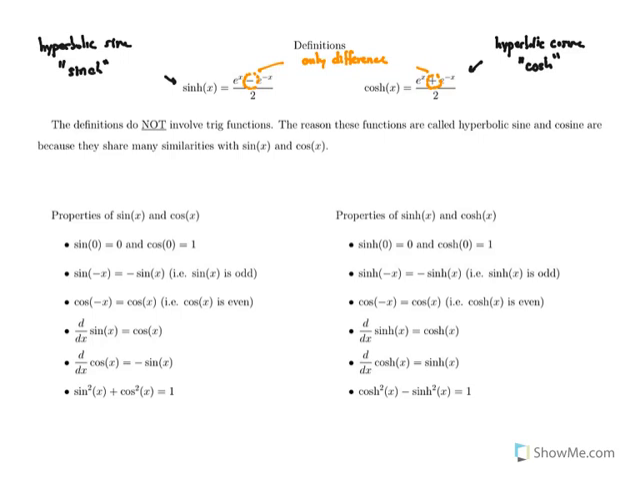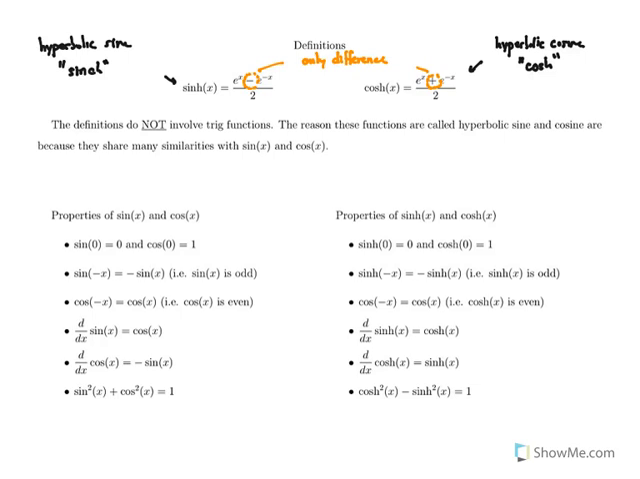Let's talk about the similarities between sine and cosine and sinh and cosh. So for sine and cosine, we have the nice property that sine of 0 is 0 and cosine of 0 is 1. And that's going to be shared in the properties of sinh and cosh. Sinh of 0 is 0 and cosh of 0 is 1.